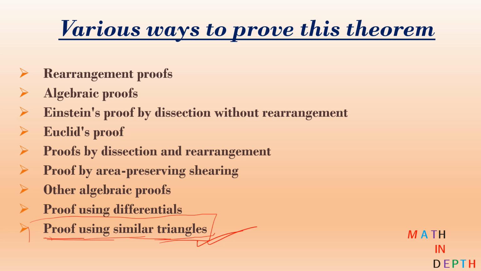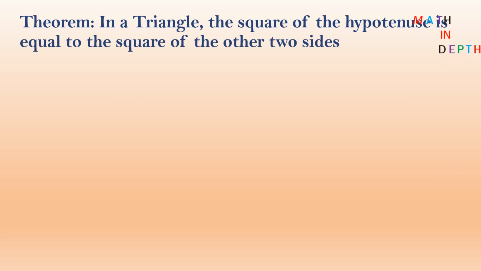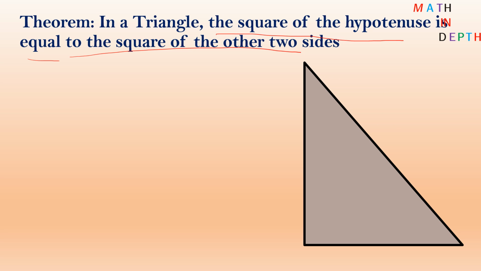Now here, what is this theorem? We already know that the square of the hypotenuse is equal to the sum of the squares of the other two sides. Okay. So let's take a triangle. Fine. So this is a right angle triangle and this triangle is ABC.